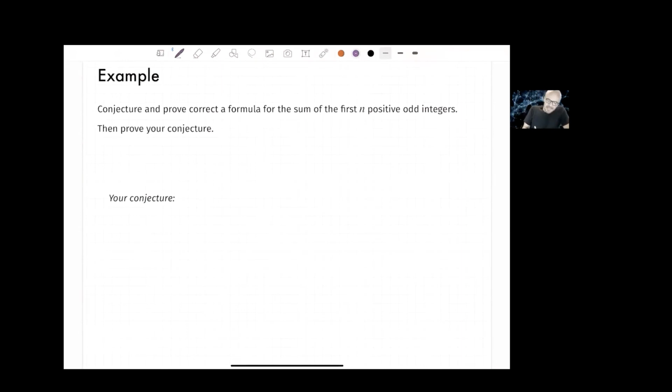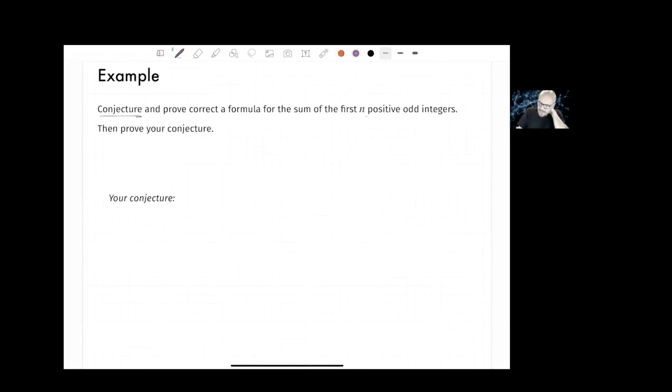Okay, first, here we're asked to conjecture something about the sum of the first n positive odd integers. So we're not given an explicit formula. We're asked to actually come up with one. Inductive proofs are great when you've actually already had the insight. You've done all the mathematical work, the creative work, before proving this by induction. So, let's see if we can figure out what they are asking us to do.